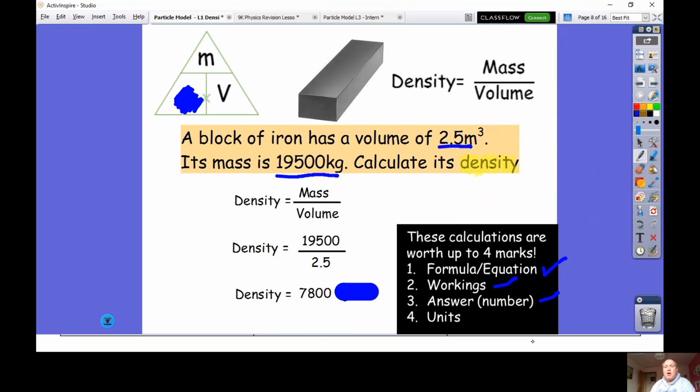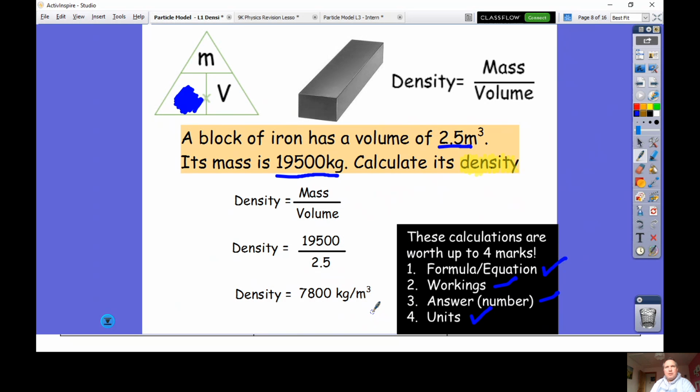But we mustn't forget our fourth tick or our fourth mark. The units. Density is 7,800, but what do we measure density in? You can look on your worksheet, or perhaps you can remember. Density is measured in kilograms per meters cubed. Tick our fourth mark. So you can see how I write out my calculation to get the maximum marks.